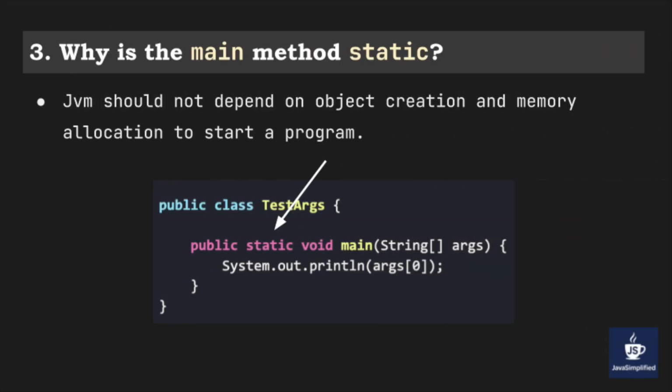Next question is, why is the main method static? The main method is static so that the JVM can call it without creating an object of the class. If it were not static, then to access the main method, JVM required an object of the class. But a program starting through JVM should not depend on object creation and memory allocation. That's why it is static.